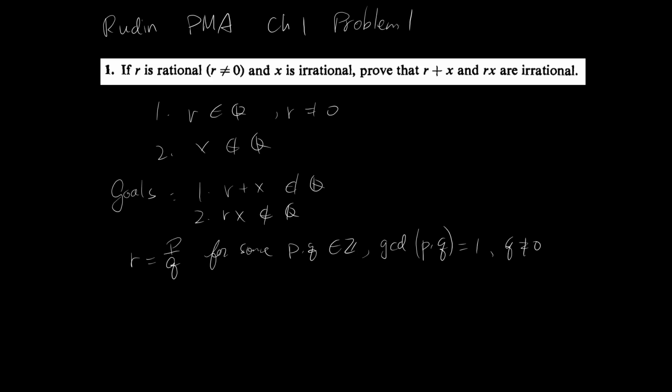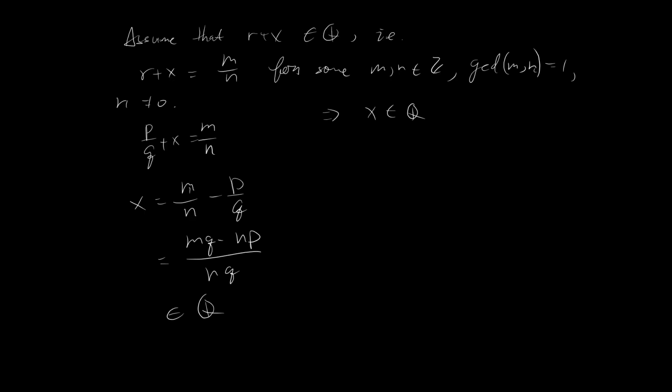Let's take a look at the previous page. We have a condition that, look, X should be irrational, so it's not rational. And here we have a contradiction. And as a previous teacher of mine liked to write it, contradiction factorial. And so we obtain that R plus X is irrational.